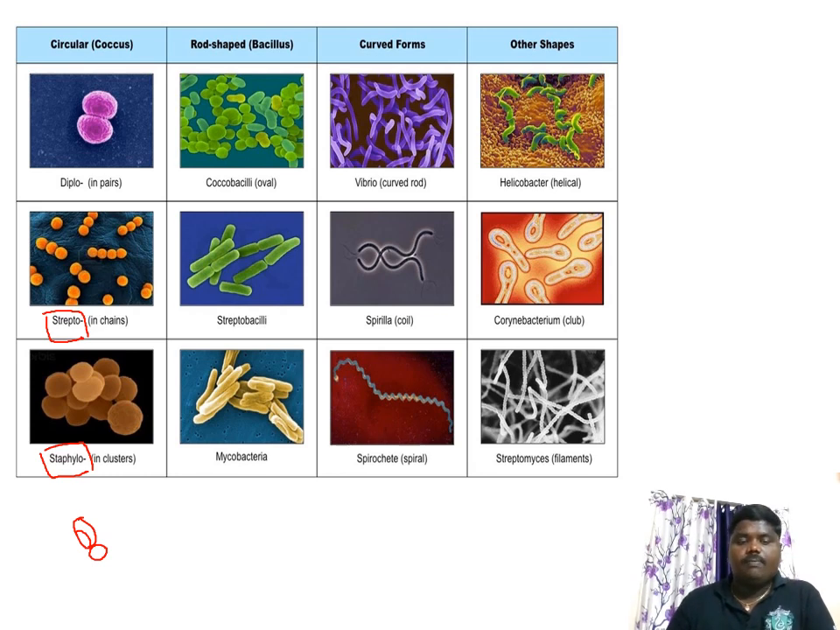Same in the case of streptobacilli and coccobacilli. The comma shape is called vibrio. These are the real pictures, my dear friends. And corynebacterium and helicobacterium are other shapes apart from the normal four shapes.